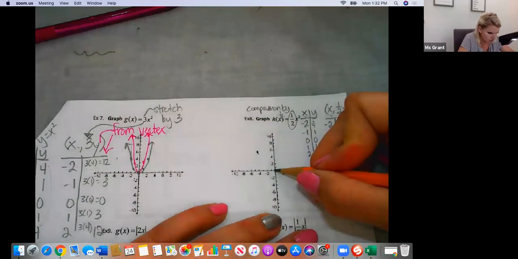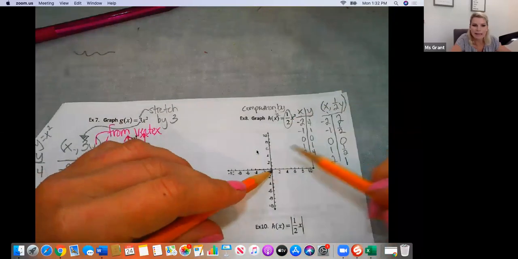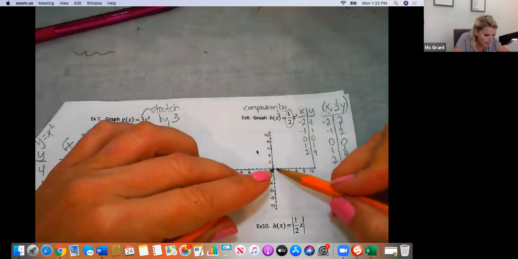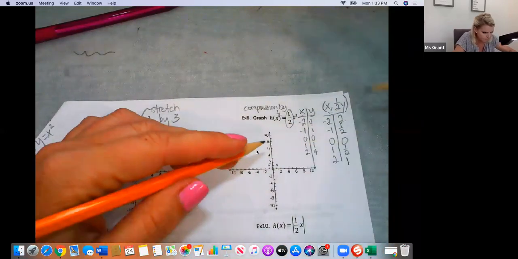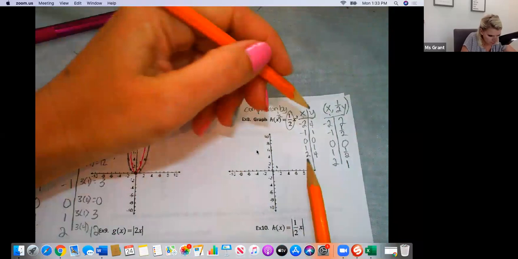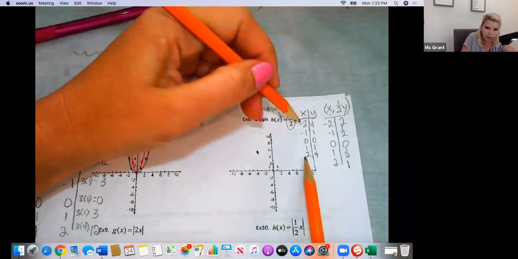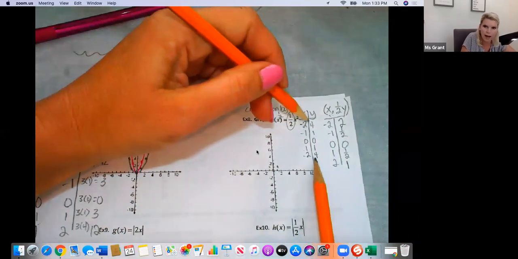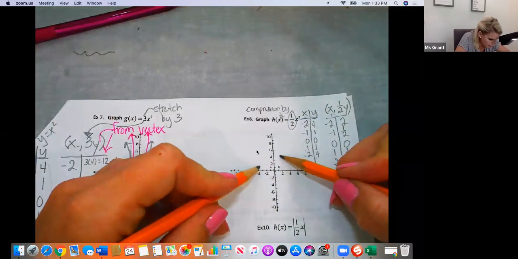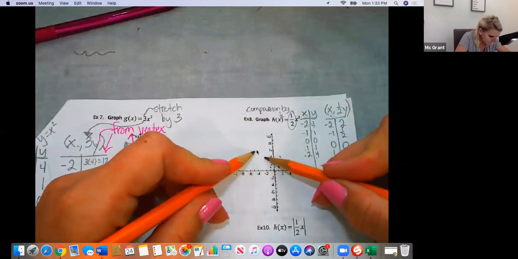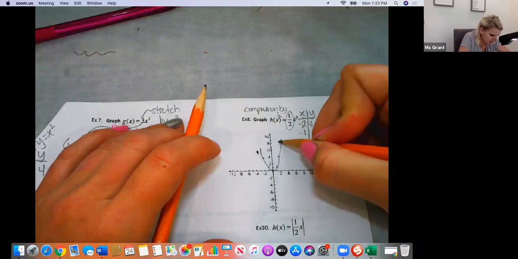Okay, so let's graph first the parent function in pencil. 0, 0. Remember, from my vertex, the parabola goes 1 in both directions, 1 up. It's right here. And then 2 in both directions and 4 up. Make it curvy, it's a parabola.